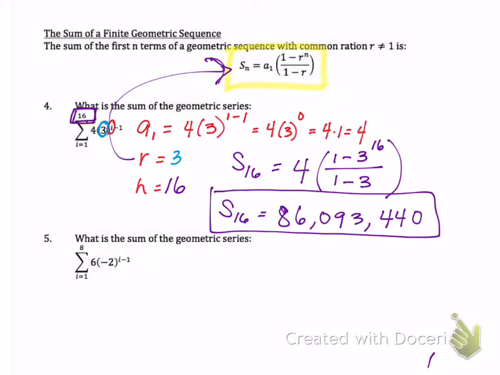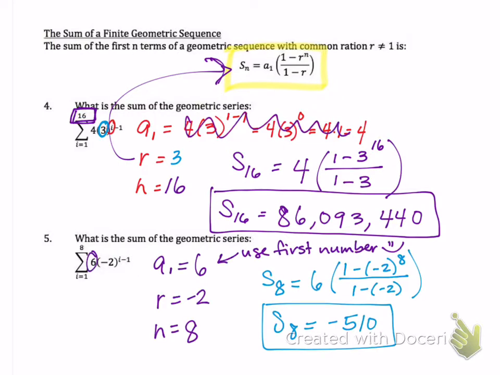Okay, so try number 5. So if you have a negative for your rate, make sure that you use parentheses. So this is going to turn into, like if you have negative 2 to the 8th power, that's going to turn into 256. So 6 times 1 minus 256 over 1 plus 2. So if you want to do it step by step, that might be easier. Because it's PEMDAS. So PEMDAS, you have to do the exponent first, then you combine with the addition and subtraction.